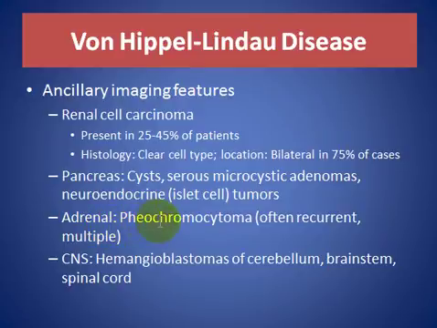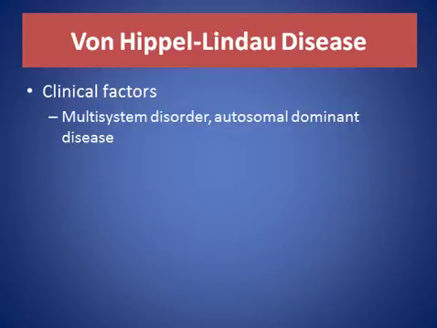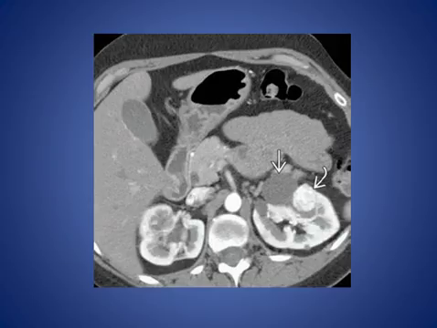The adrenal gland is also often involved with pheochromocytoma, and it is often multiple. The CNS is also involved, especially the cerebellum, the brainstem, and the spinal cord, with hemangioblastomas. Patient has a multi-system disorder, and it is an autosomal disease.